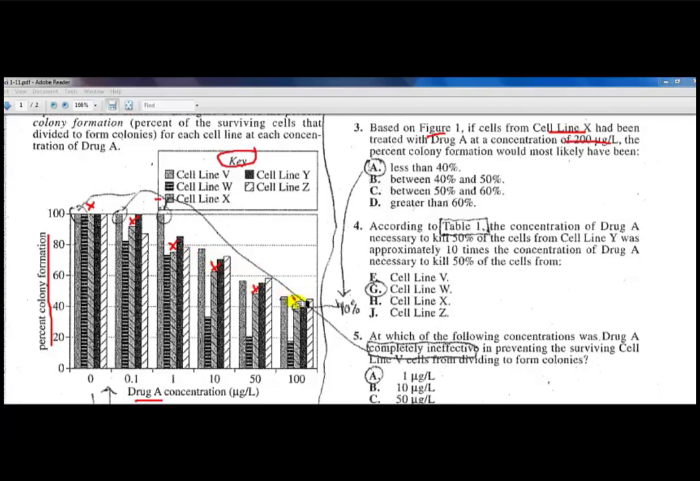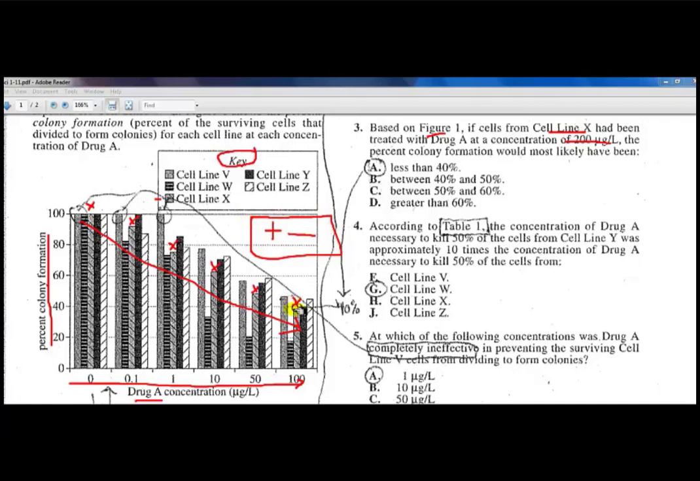Now, if you look here, the number one thing ACT likes to ask you is relationship questions. If you look here, you see that this trend is going down. And this is going from 0 to 100. So as we increase the concentration of drug A, the cell formation is going down. It's a negative relationship. It can be represented with drug increase, formation down, plus minus.